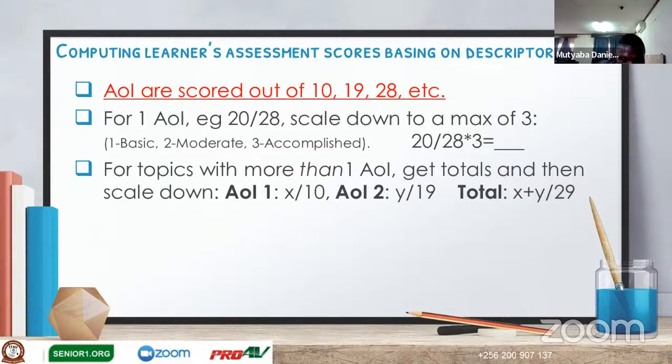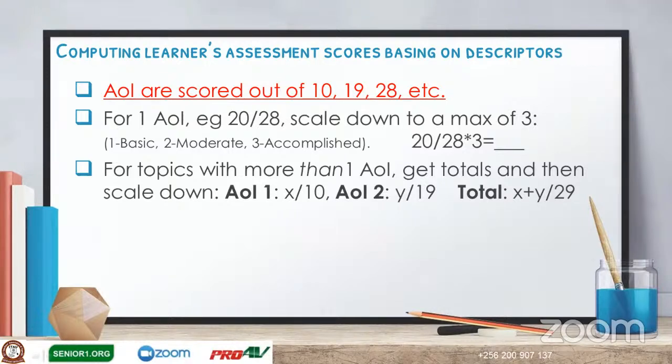Is Rashida there? Mr. Isabidi, do you have your calculator, sir? And Mr. Sulaiman, can you calculate for me 20 out of 28 and scale it down to 3? It's 2.14. Yes, great, 2.14. So we get 2.14. Now, where does this learner fall? Moderate. Above 2, which means it is a moderate learner, as we are going to see.